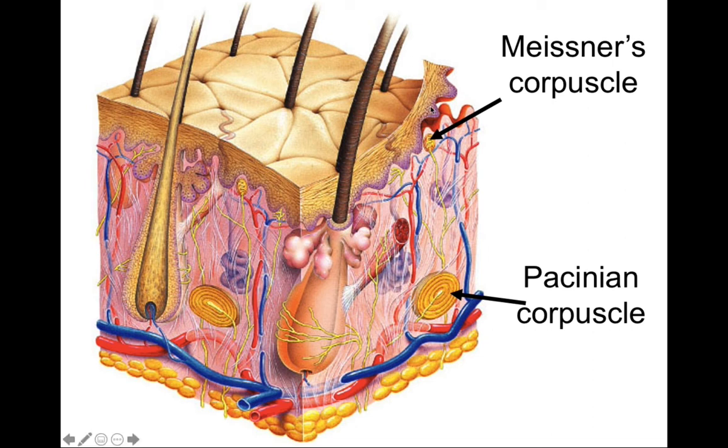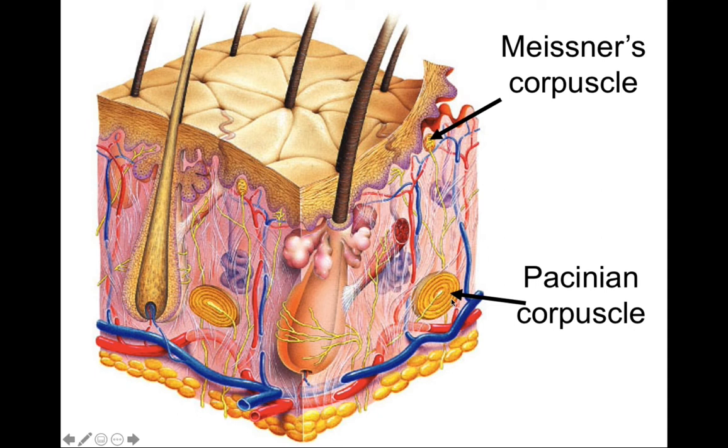We do have lots of other components that can be found in the skin, but these are the 2 tactile receptors that we want to be focused on in this presentation. One thing that I'd like to mention is that you will have to be able to identify what a Meissner corpuscle and a Pacinian corpuscle look like under the microscope, and you'll have to be able to distinguish them.